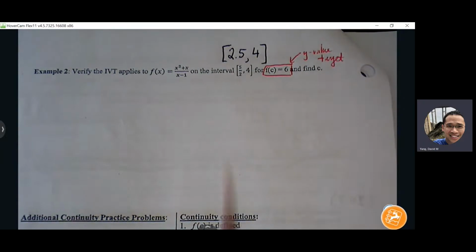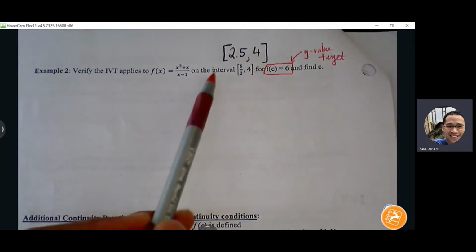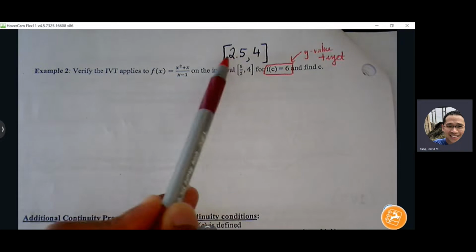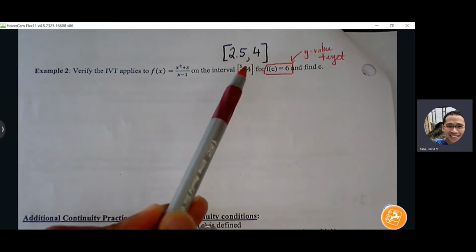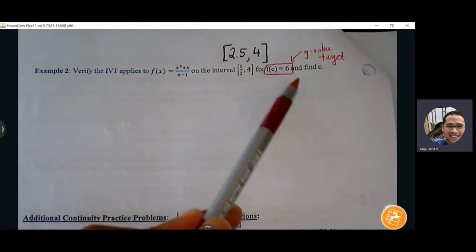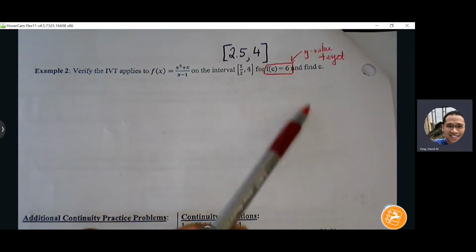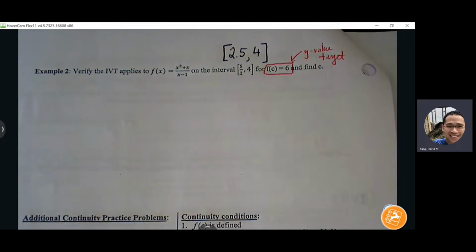So the big picture is we're going to insert 2.5 and 4 into the function, and what are we looking for? One higher, one lower. Good. One higher than 6 and one lower than 6. Right? That's all we need. Good. But there is another thing we've got to worry about. That is the issue of continuity.